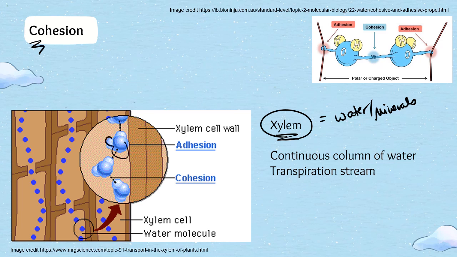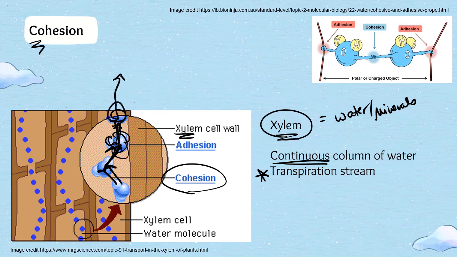Here's one water molecule inside the xylem. It gets pulled up against the force of gravity because this guy is pulling it up. As this guy gets pulled up, it pulls this one. And as this one is getting pulled up, it pulls this one behind it. And so we have this continuous column of water moving up the tree or up the plant against the force of gravity. We call this the transpiration stream. Because water is cohesive, it's going to move up, up, up. Each water molecule pulls another guy up with it.